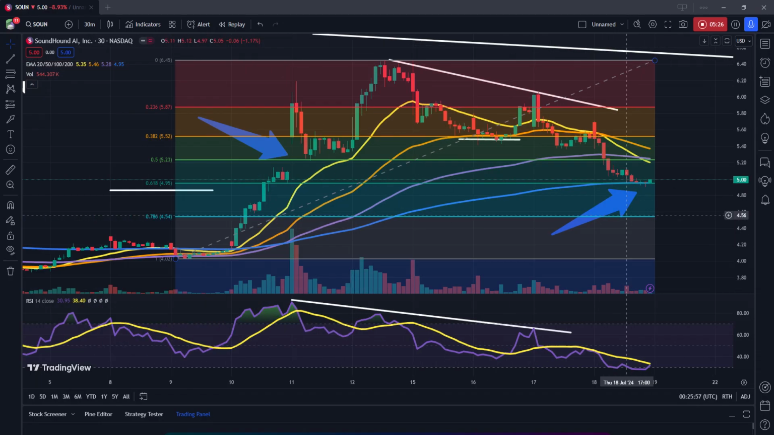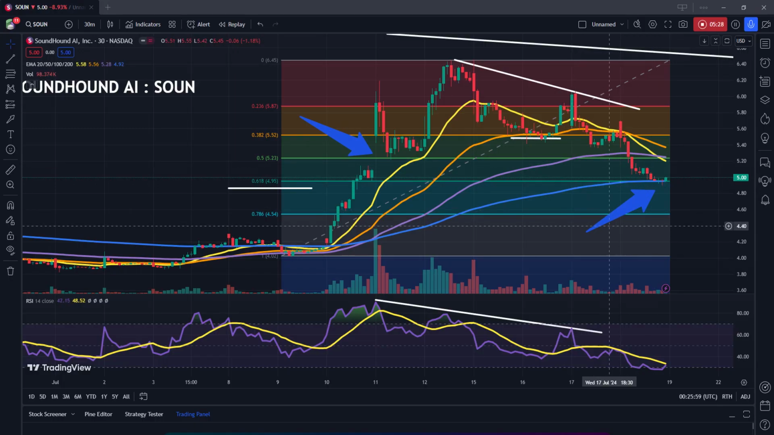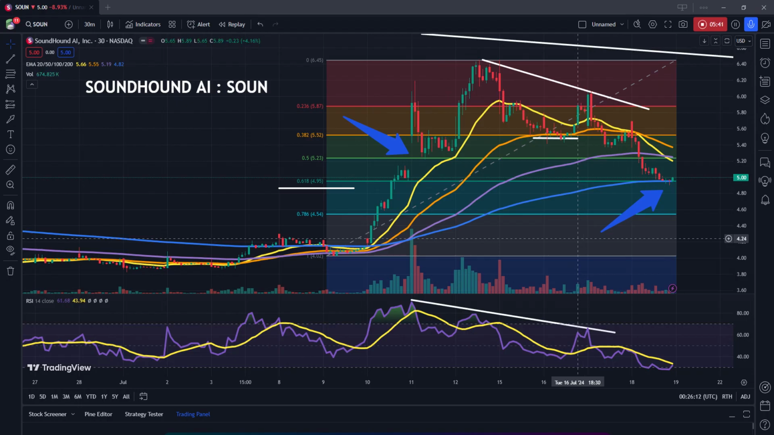If we do see a downside break here, this will be a fairly significant bearish breakout to the downside, because we will be losing the 200 period exponential moving average, and we will be losing this 61.8% Fibonacci retracement. In addition to that, the Fibonacci retracement comes in at $4.95, which really means that we would also be losing that psychological level at $5 per share. So, there are a few factors here that need to be watched.